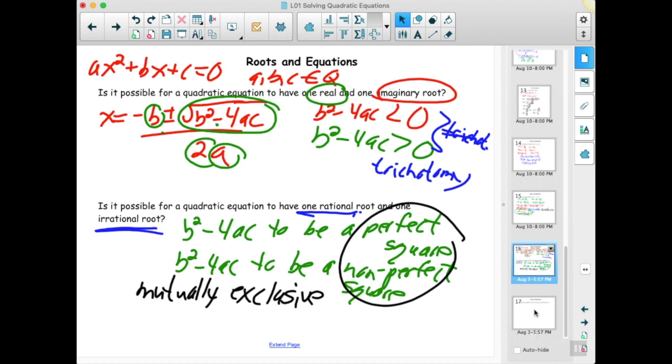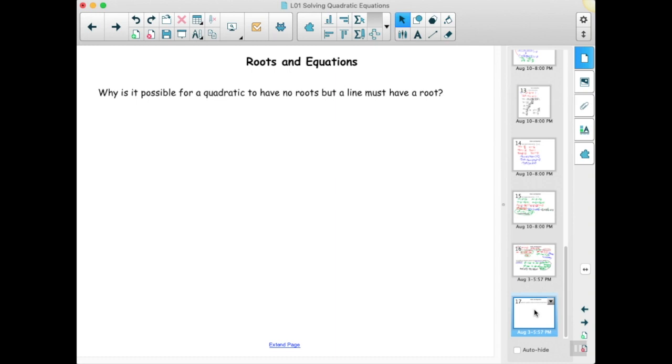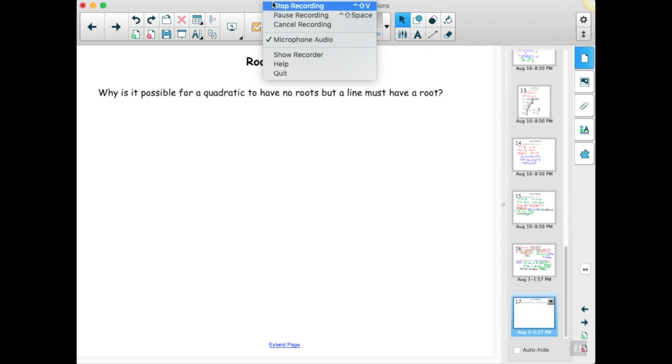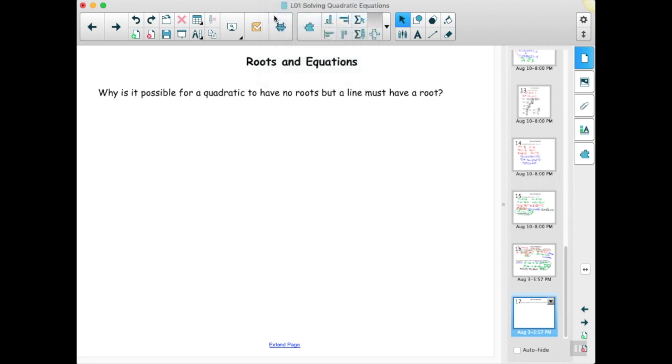Now finally on to the last slide. Why is it possible for a quadratic to have no roots and a line must have a root? All right, I'm going to pause, and you're going to think about that again. All right, so hopefully you had some time to think about that. And the key ideas probably would come from, I guess, the first unit we were looking at, or maybe the second unit. We're looking at sort of end behaviors, right?